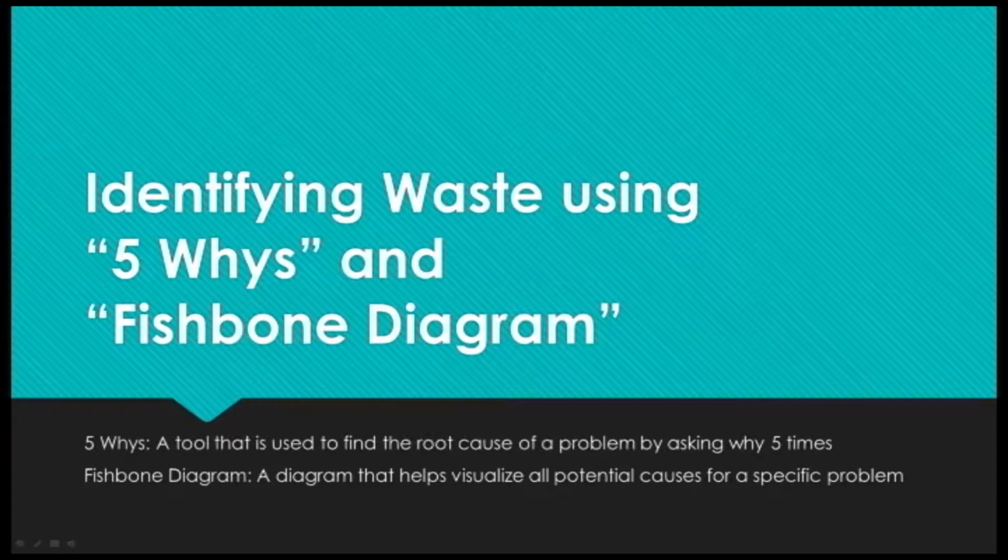Hello everybody. Right now we're going to look into two different types of tools that we use to identify waste. We're going to use the 5 whys and the fishbone diagram. So the 5 whys is essentially you ask why 5 times to narrow down the scope of what your type of waste is, and also a fishbone diagram, that is simply, it looks like a fishbone and it lists out your causes and your effects. So we're going to look into those two different types of tools right now.